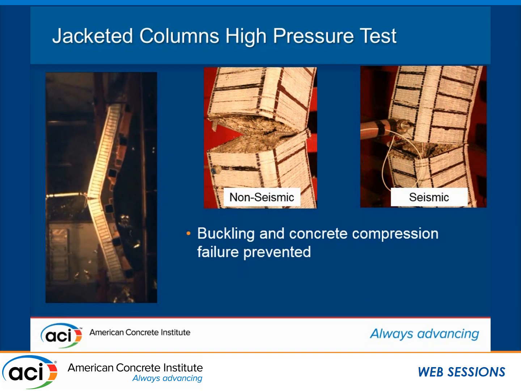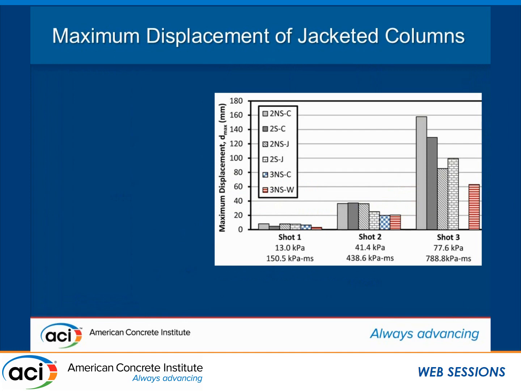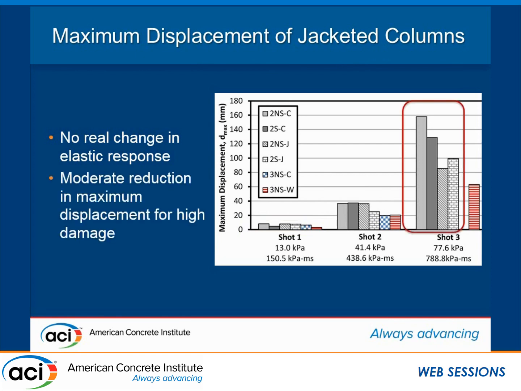So we've prevented this buckling failure, and we've prevented compression failure of the concrete, and rupture was achieved. And so if we look at the response between jacketed columns and control columns, we see in the early stages there's not really much difference because the effects of the jacket that provide this confinement don't really come into play. But at the later stages, we do certainly see a significant benefit to providing this confinement jacketing.